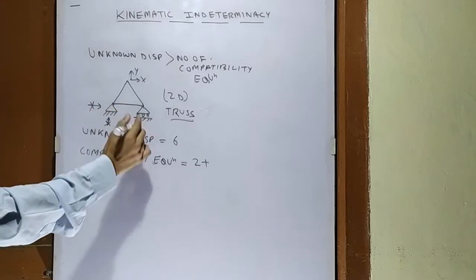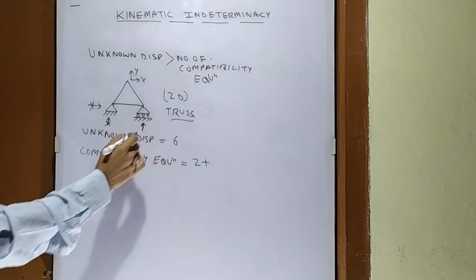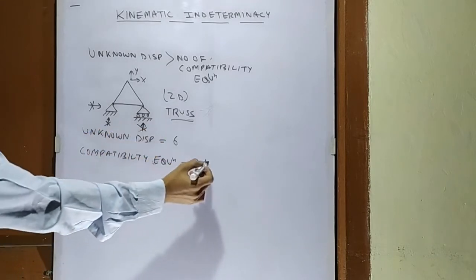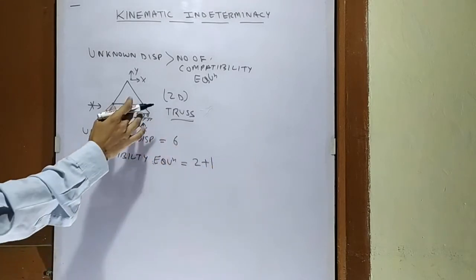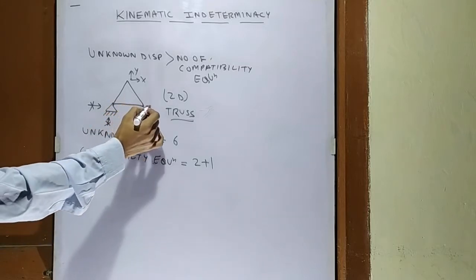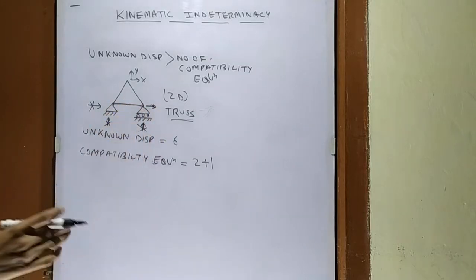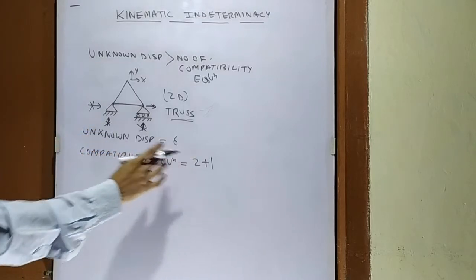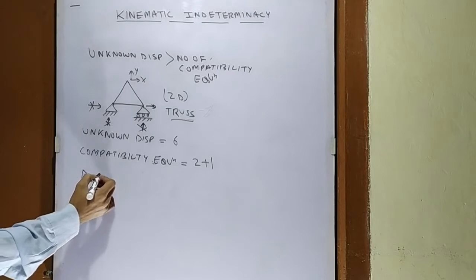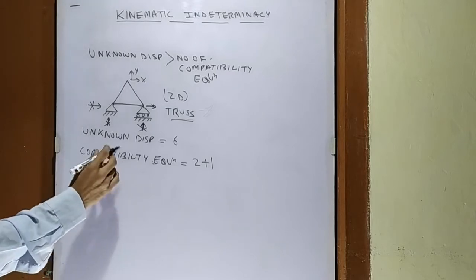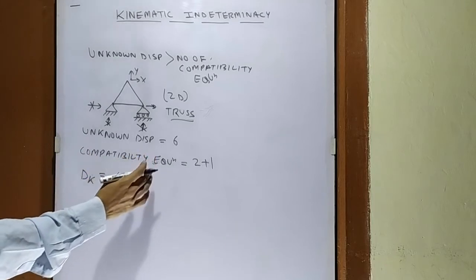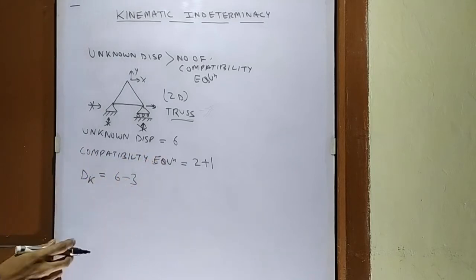And the roller support will not allow any motion in y direction. So one compatibility equation will be at this roller support, and we know that there will be motion in x direction, because a roller support does not provide any reaction in x direction. So there are three compatibility equations. Now if I want to find out the degree of kinematic indeterminacy, it will be equal to 6 unknown displacements minus how many compatibility equations are there? 3 compatibility equations are there. So it will be equal to 3.